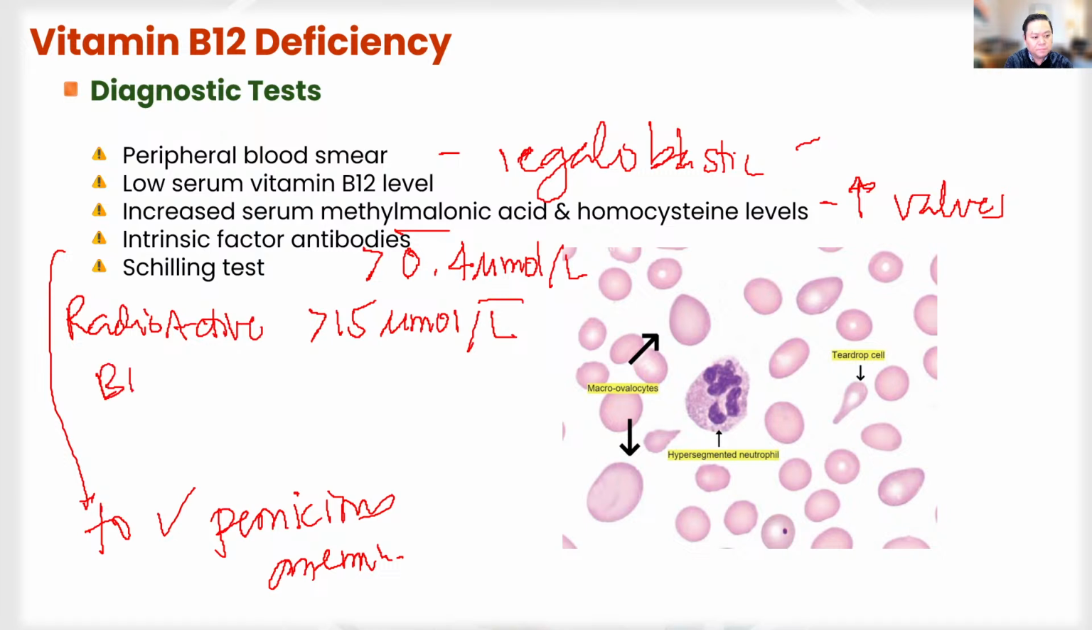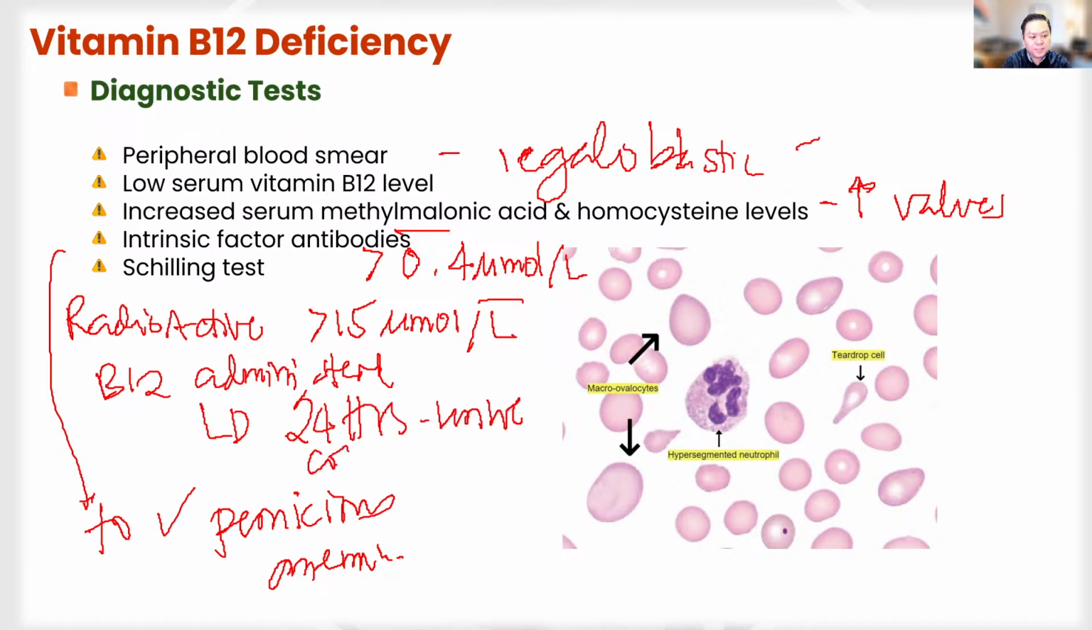Radioactive B12 will be administered to the patient. And then after that, the patient will also take a small oral dose of the radioactive vitamin B12. So this is going to happen after that. Okay. And then they will check the patient's urine 24 hours after. Urine collection. And this is to check for the vitamin B12 absorption.